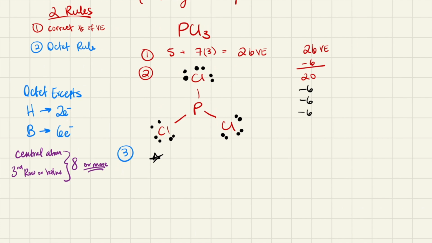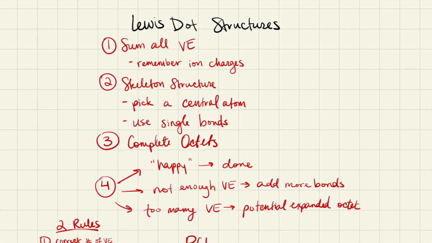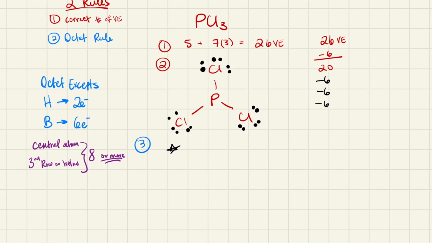One thing I should have put is that when you complete octets, I want you to start with non-central atoms. So start with your chlorines out on the outskirts first. If you do the math correctly, hopefully I'm doing it in my brain, you should have 2 valence electrons left. Now let's look at the central atom.